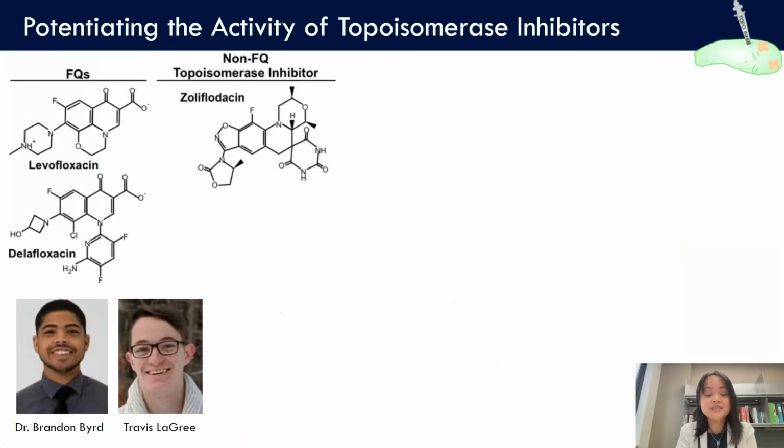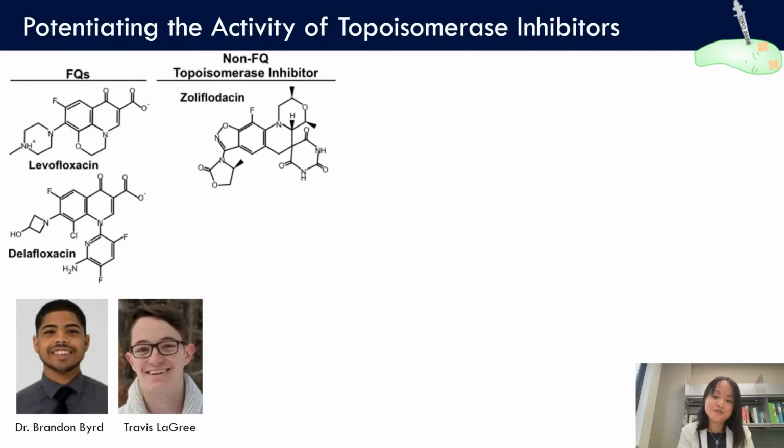So next, we wanted to see if we could take what we had learned about some of the defenses and vulnerabilities of these fluoroquinolone persisters to try to sensitize slow and non-growing populations of bacteria like E. coli to new non-fluoroquinolone topoisomerase inhibitors. And this work was once again led by Brandon together with PhD student Travis Legree. And we decided to focus on Zoliflodacin, which is currently in phase 3 clinical trials.